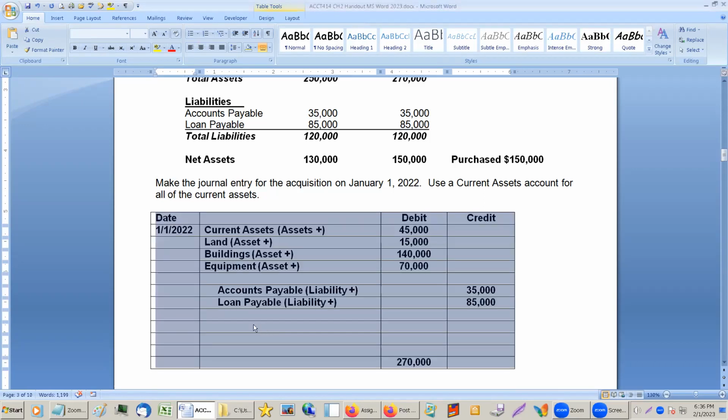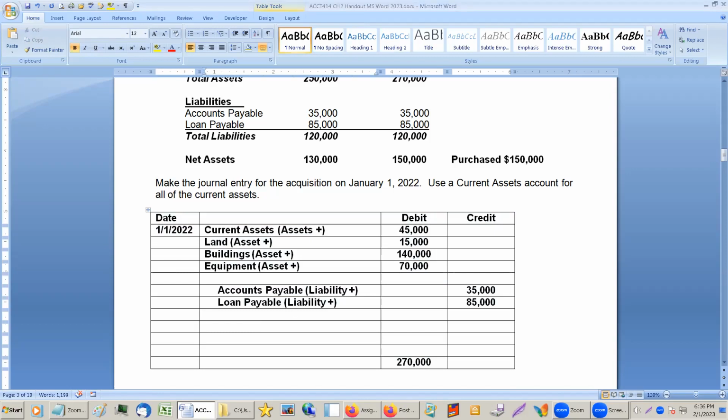So our cash is going to go down by $150,000. And now both these sides will equal 270. So this is our cash that we're paying to them for the business.